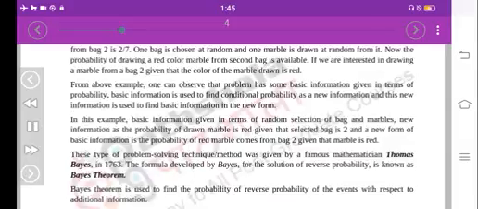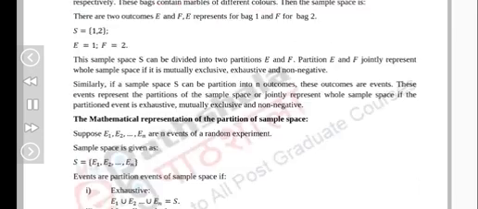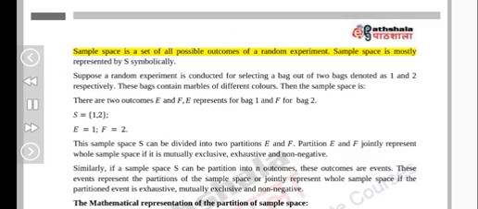Partition of sample space. Sample space is the set of all possible outcomes of a random experiment. Sample space is mostly represented by S symbolically. Suppose a random experiment is conducted for selecting a bag out of two bags denoted as 1 and 2 respectively. These bags contain marbles of different colors. Then the sample space has two outcomes, E and F. E represents bag 1 and F represents bag 2. S equals {1, 2}, E equals 1, F equals 2.